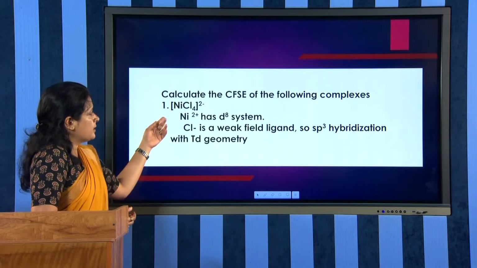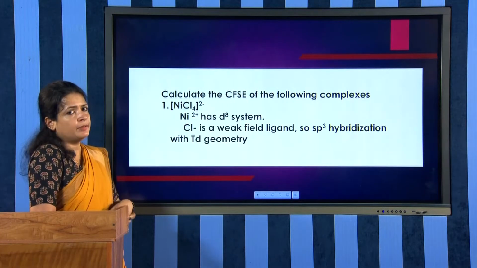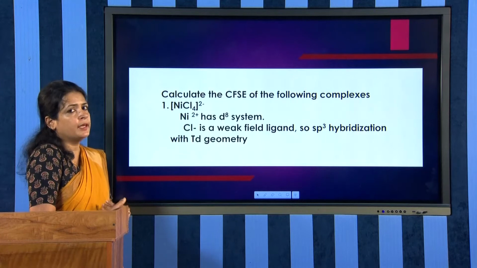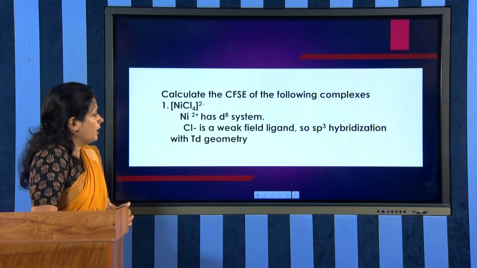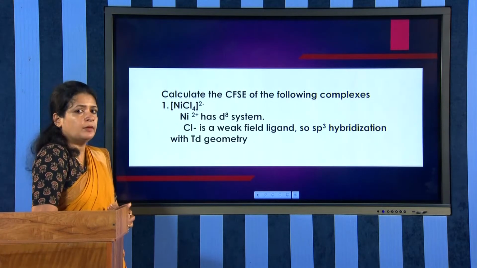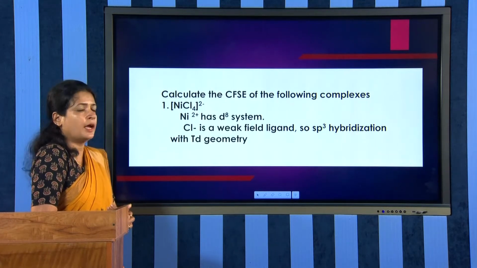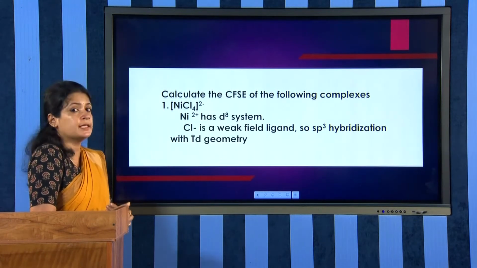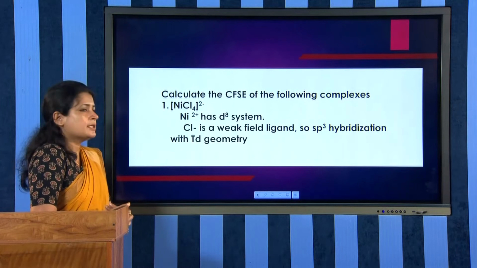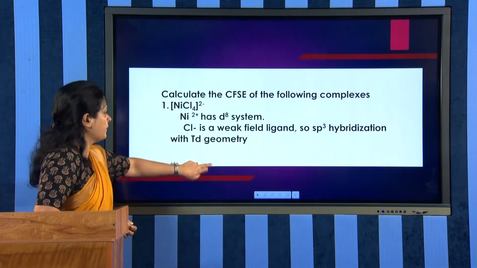And this chloride, Cl minus, is a weak field ligand. We have already discussed what weak field and strong field ligands are. Since Cl minus is a weak field ligand, we have the hybridization of nickel as sp3 hybridization, that is, it has a tetrahedral geometry.